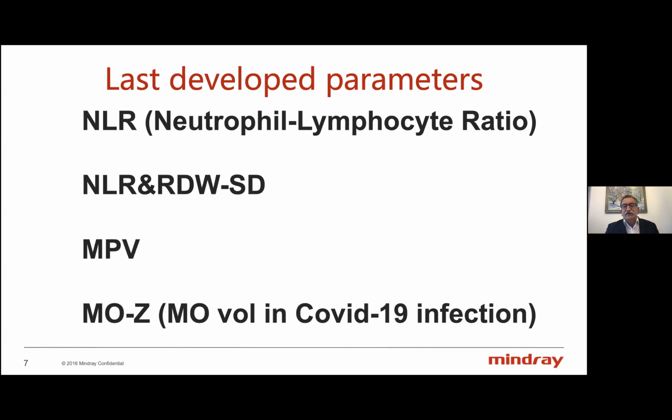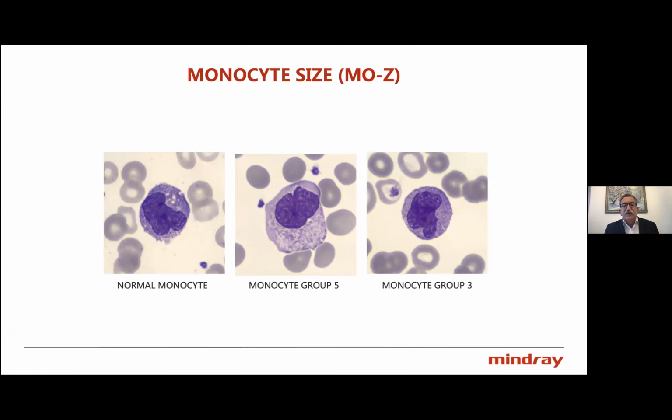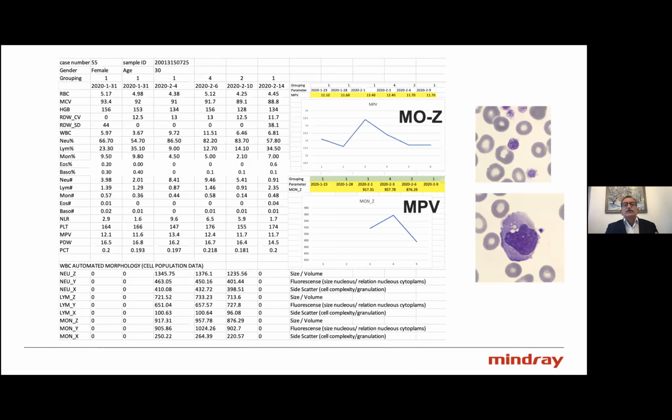Monocyte Z is the monocyte volume, and I participated in this study. We can see here the morphology of the monocyte volume in a normal case, in the monocyte of the COVID infection before the cytokine storm, and the monocyte size in a severe case of COVID. And here we can see the evolution of these parameters in one patient day by day.